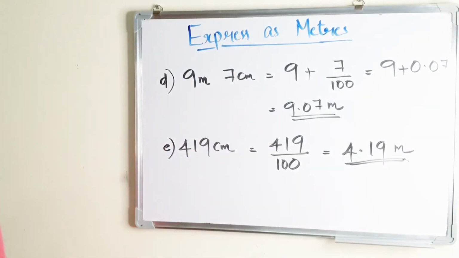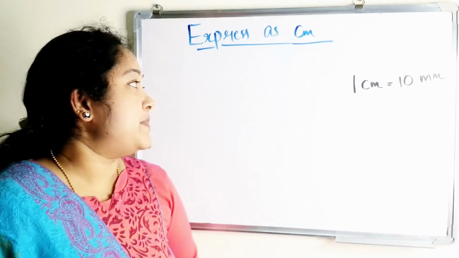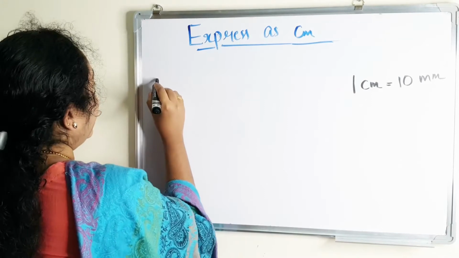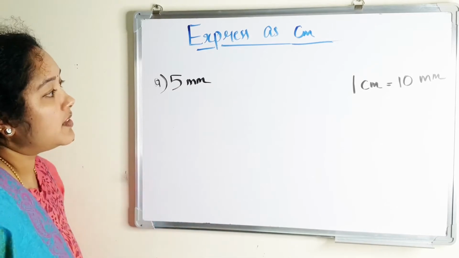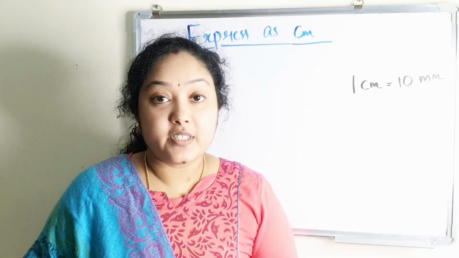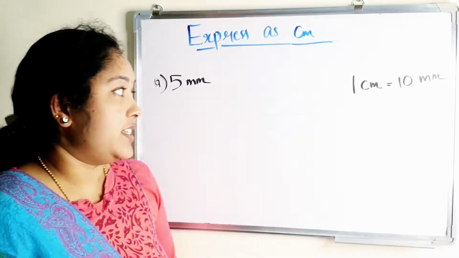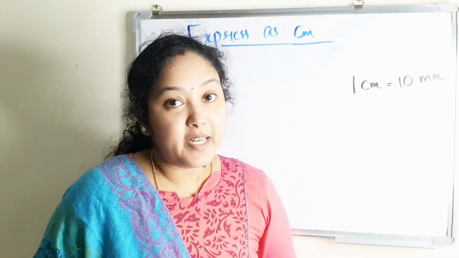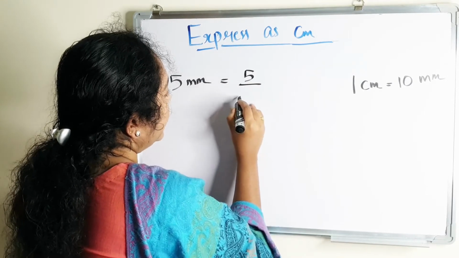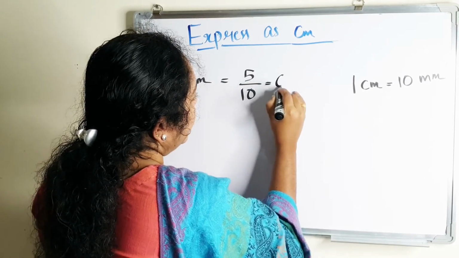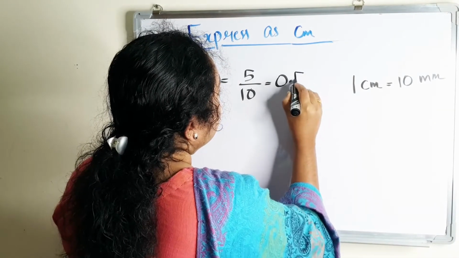Next question is, express as centimeter using decimals. A, 5 millimeter. To convert millimeter to centimeter, divide the number by its power of relation. That means 1 centimeter is equal to 10 millimeter. Their power of relation is 10. So 5 is divided by 10. So the answer is 0.5 centimeter.